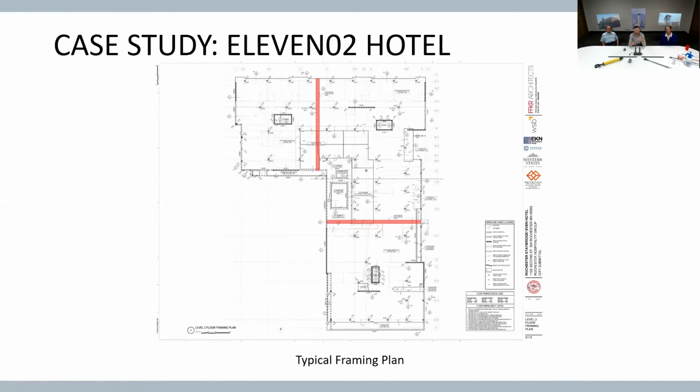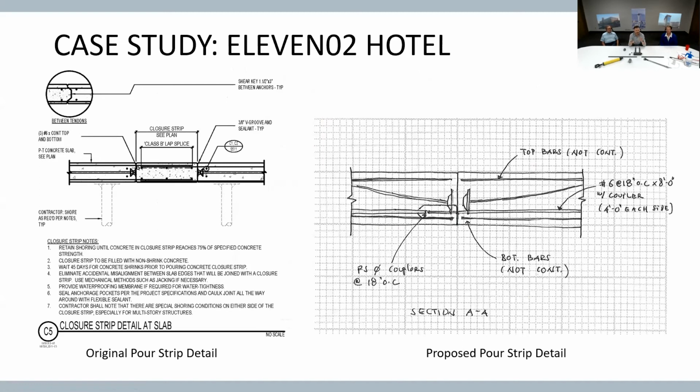Moving along in the work we did, the original closure strip is on the left, and this was 45 days. We had mentioned earlier 28, 120 days, different requirements. This one was 45 days. We proposed the detail on the right, and we basically coupled the rebar that we needed for moment, shear, and all the chord steel and the continuity, and the engineer was happy with how load distribution was happening. It worked out well, and they approved everything.